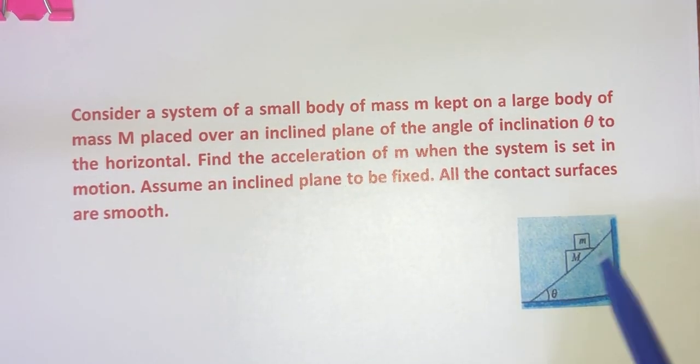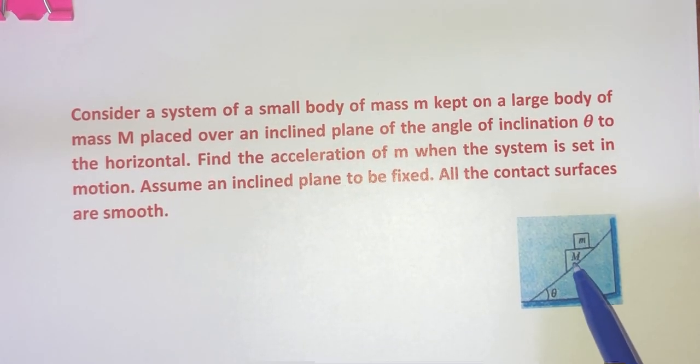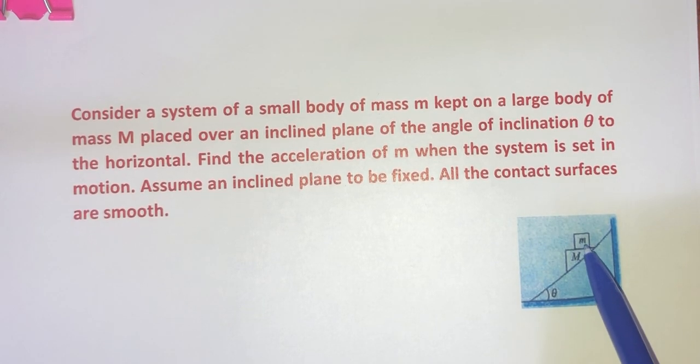So this is given as the inclined plane. There is a capital mass M, above which a small m is kept. The angle of inclination is given as theta, and we are supposed to find out what will be the acceleration of small mass m. In this case, we start: let the acceleration of small m be A.